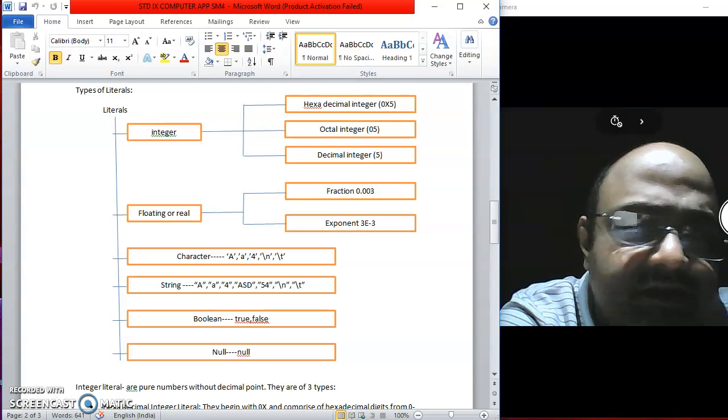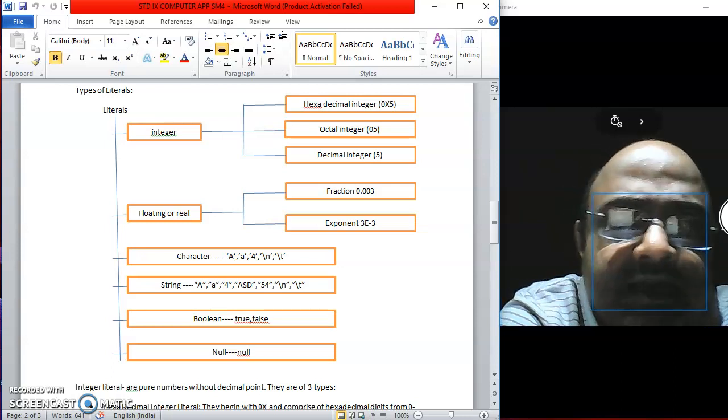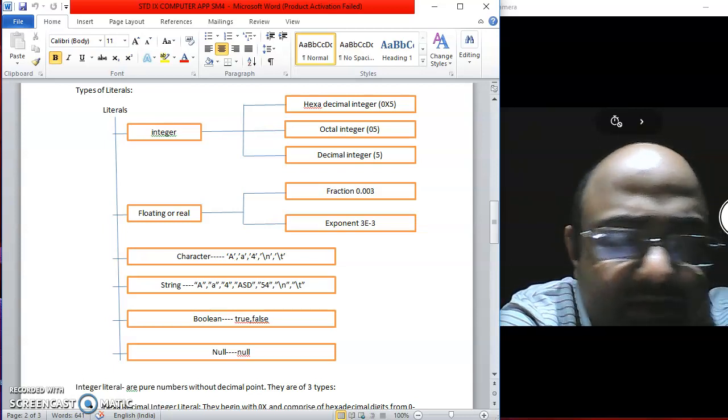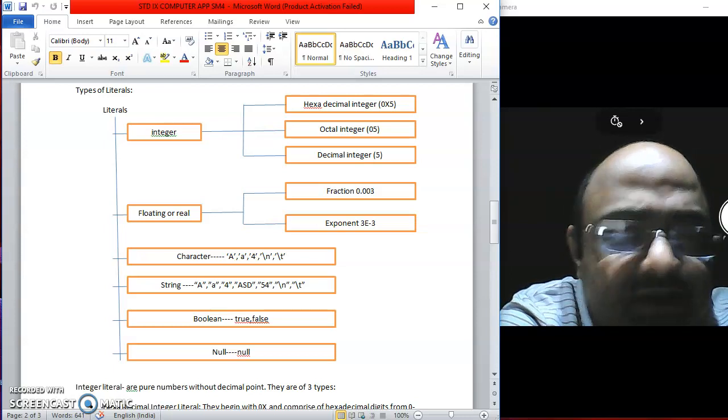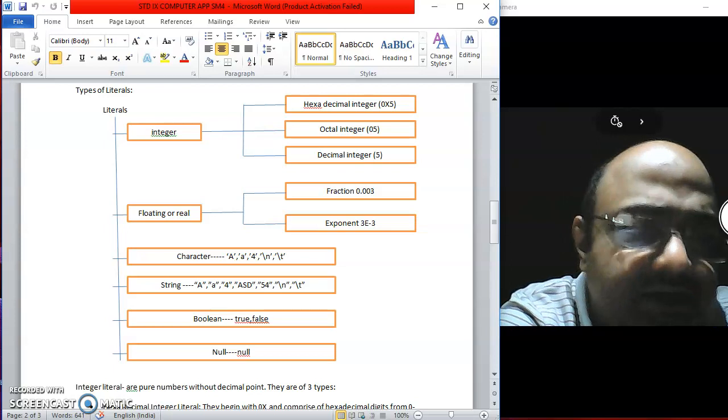Floating or real literals are numbers again, but with a decimal point. They are represented in two ways. One is fraction, that is your normal decimal method, the way you write decimal numbers. You can see there in the example on the screen. And second is exponent method. Now what is exponent method?